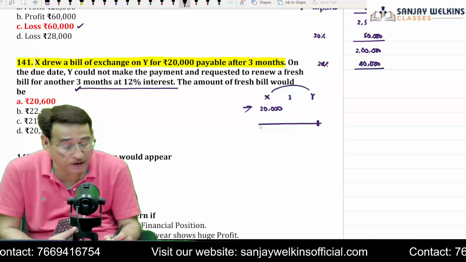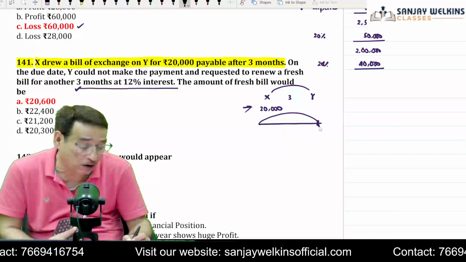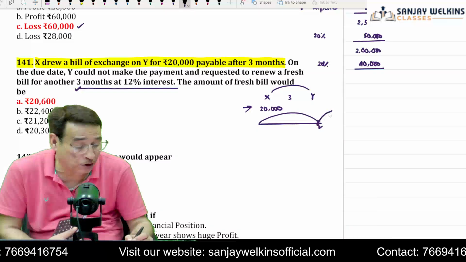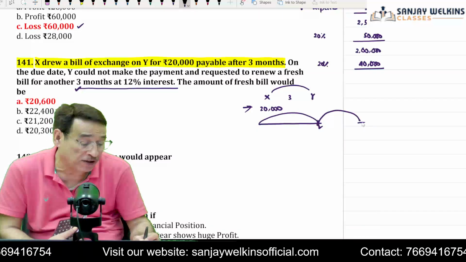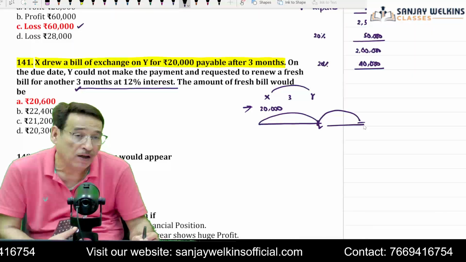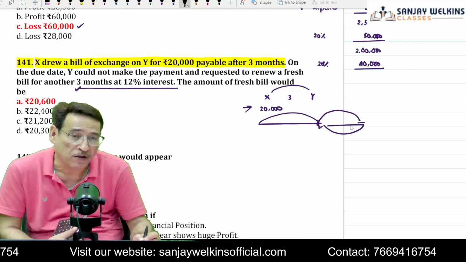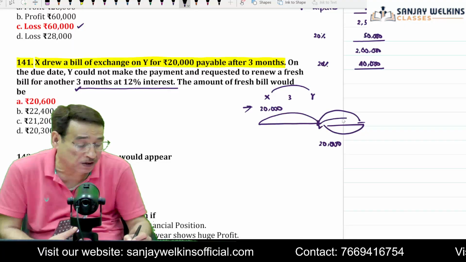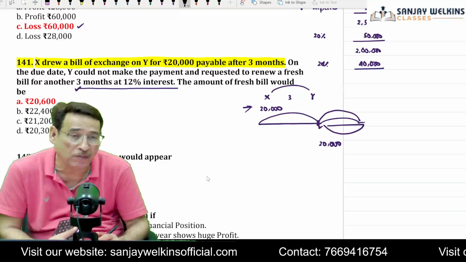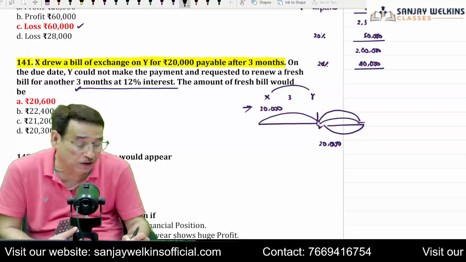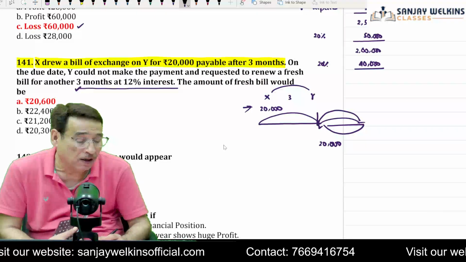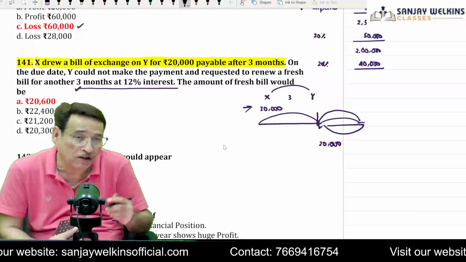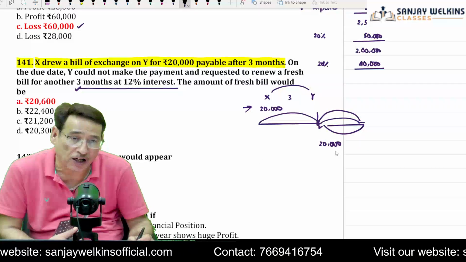Now, because we did not receive the money on the due date, and now we are drawing another bill, we will receive the money after 3 months. So a delay is being created. So when we are going to draw the new bill, we are going to charge the interest for this particular period, for the 3 months, correct? Because we did not receive the money on the due date, and now we will have to wait for another 3 months. So we are going to charge interest for that.